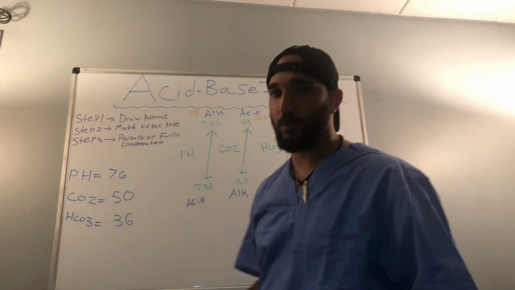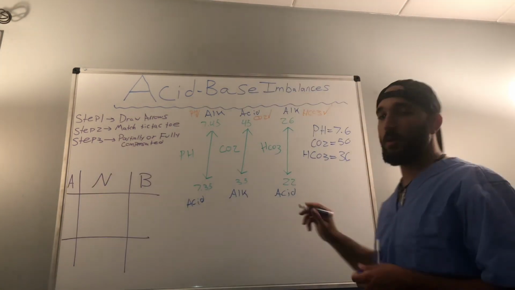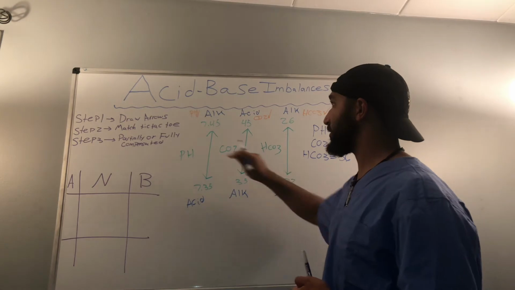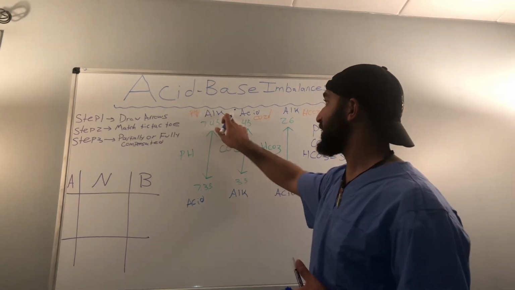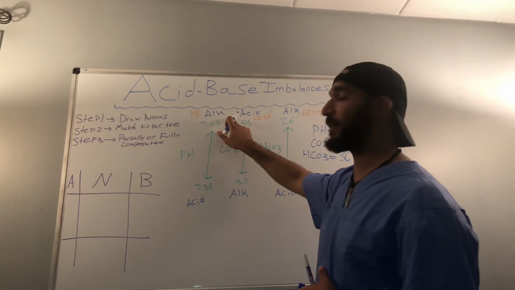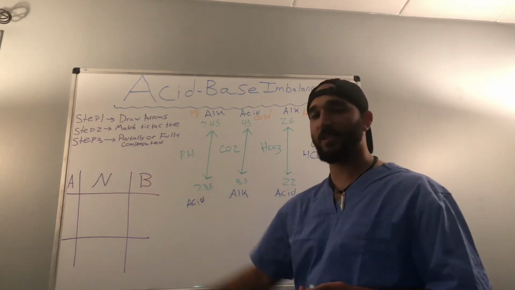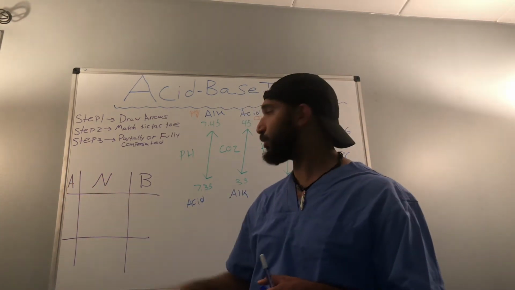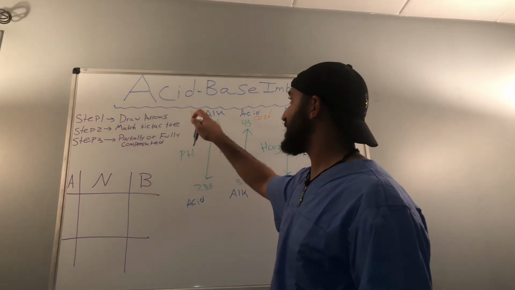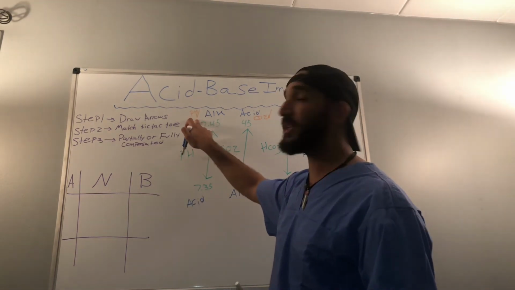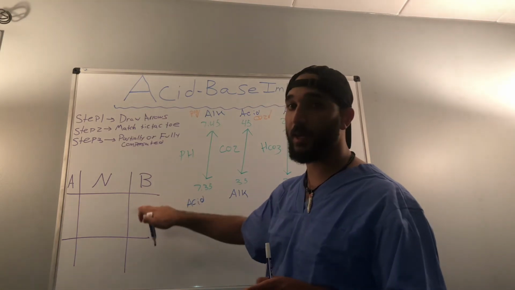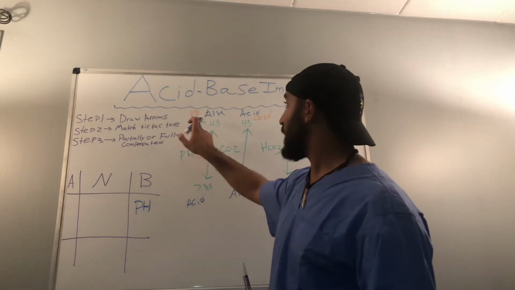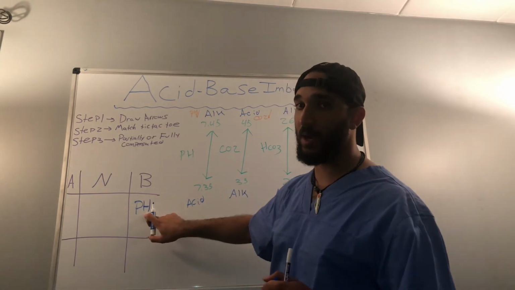So we have our values. Let's set up our tic-tac-toe. Okay, so for the first one, we're going to start with our pH. Our pH was 7.6, so we know it's alkalotic because it falls above the spectrum. So where do we put it on our tic-tac-toe board? Okay, the A stands for acid, the N stands for neutral, and B stands for base. So if it is alkalotic, we're going to write pH in the alkalotic box. So we're going to write pH over here, right? Alkalotic goes in the alkalotic box.